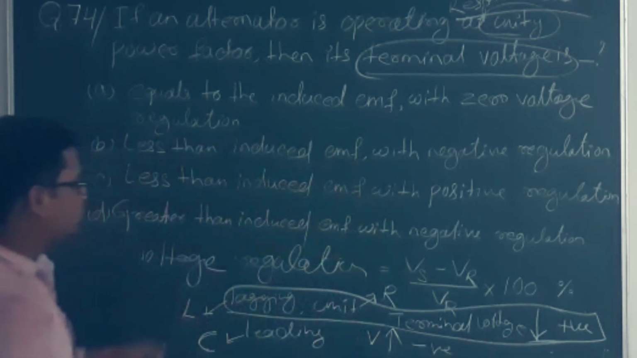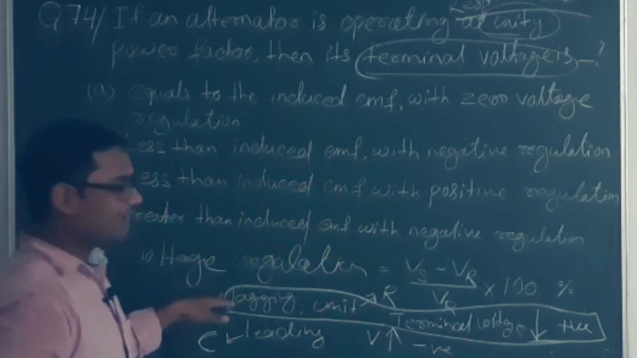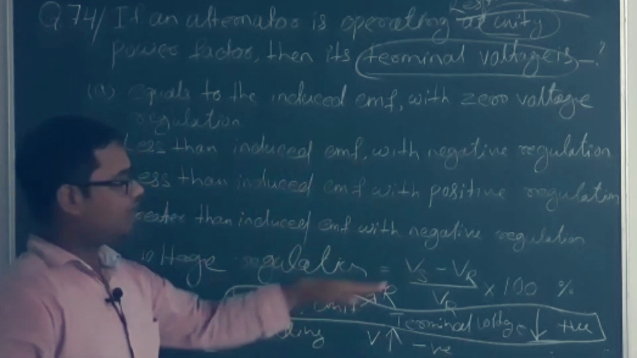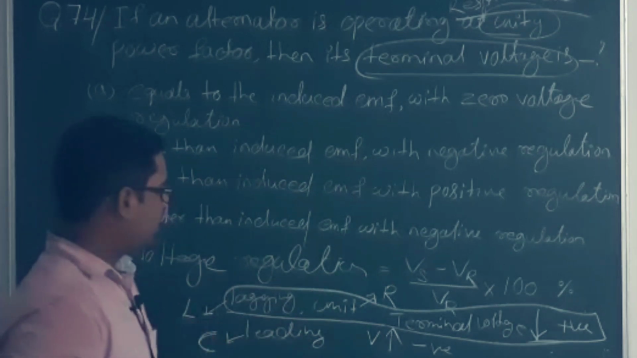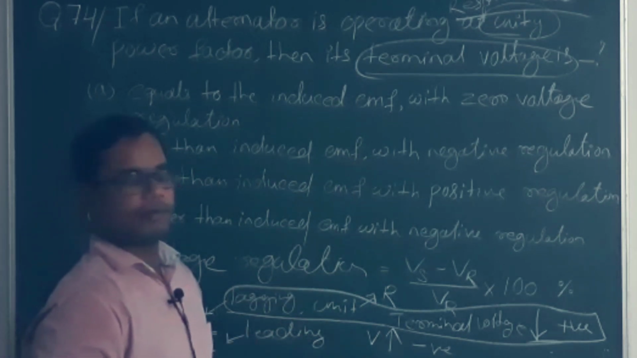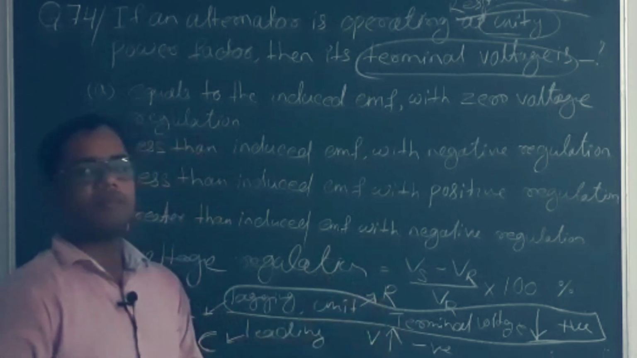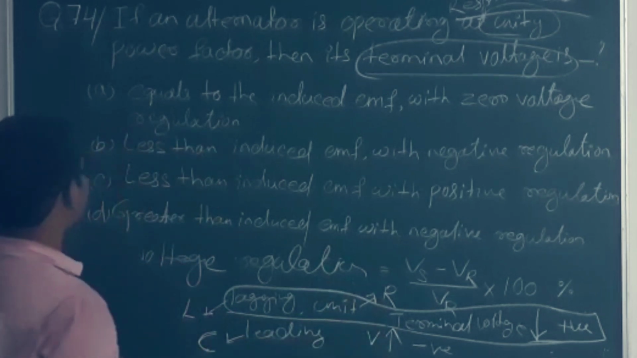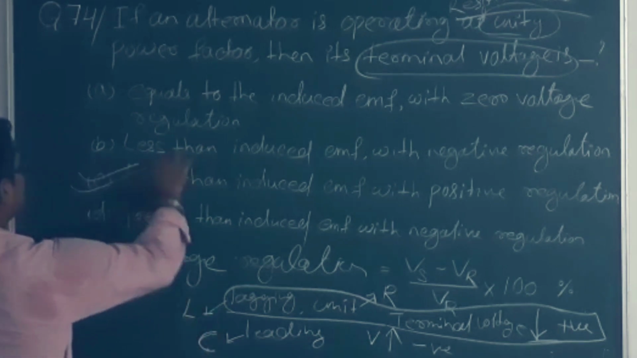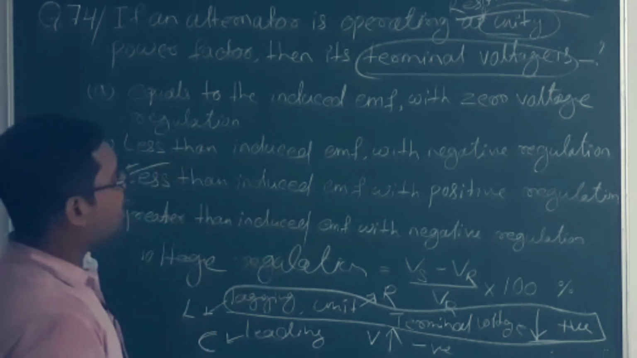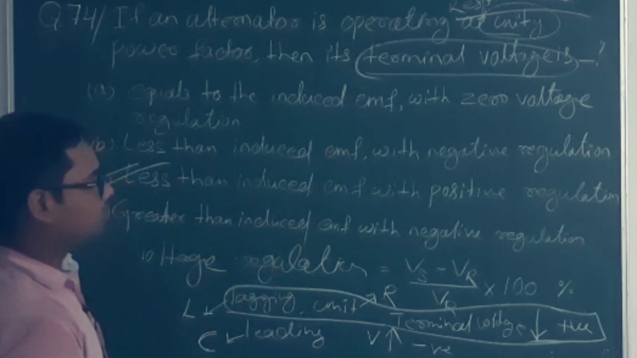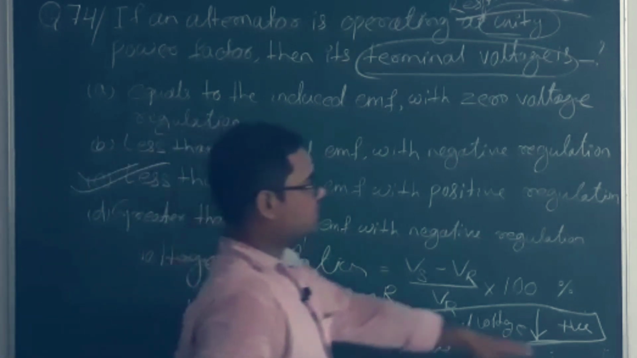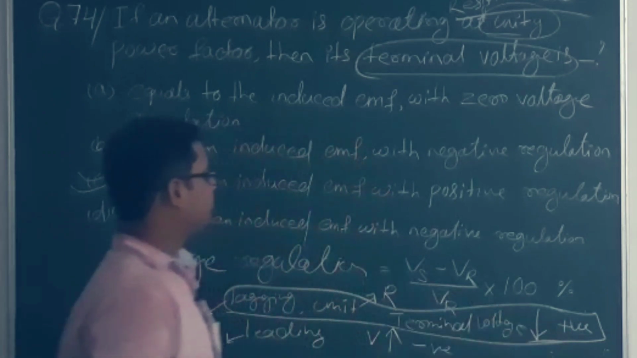Okay, so these are two assumptions: in your lagging and unity power factor case, your terminal voltage will be less and the voltage regulation is positive, and for your leading case, your terminal voltage is more and the voltage regulation is negative. So from these four options, option C is the correct choice, that is, less than the induced EMF and the positive voltage regulation. Okay, so moving to the next question.